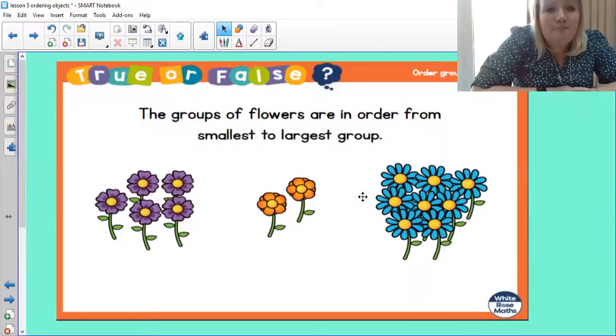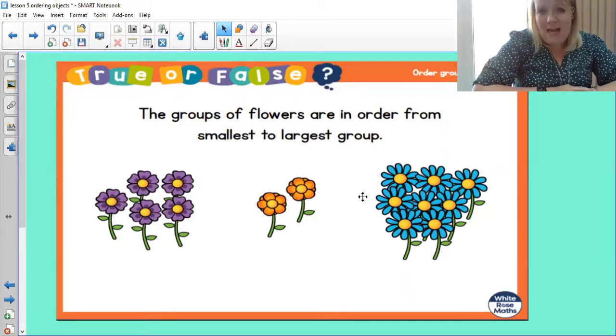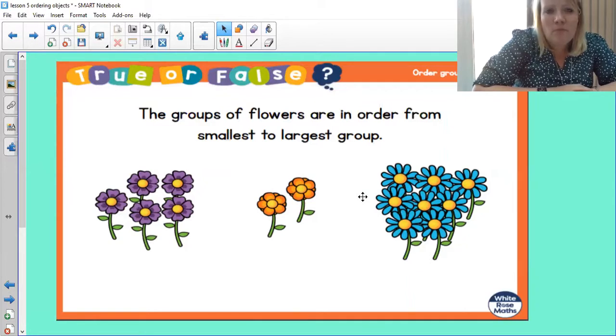Okay. We're going to have a quick look at this one here. Are you ready? True or false? The groups of flowers are in order from the smallest to the largest. Have a think. Have a look. You can pause me to solve this one. True or false, and then explain to me why. Make sure you pause me. Okay, so now you should have unpaused me.